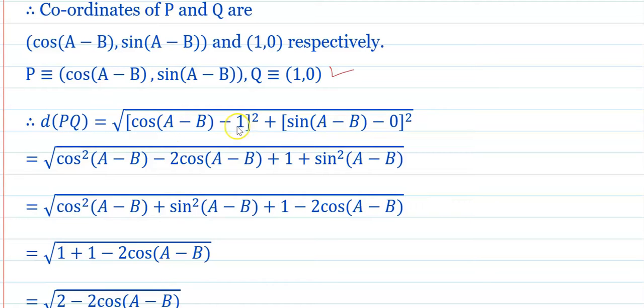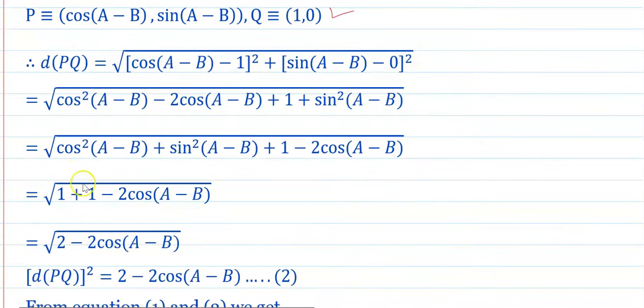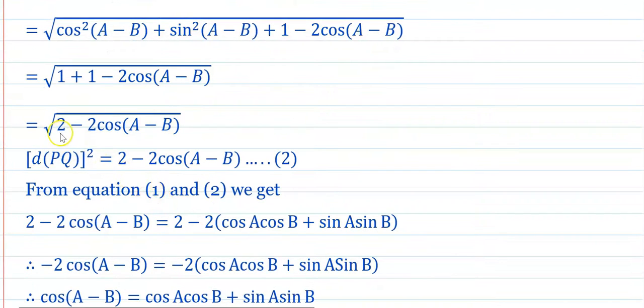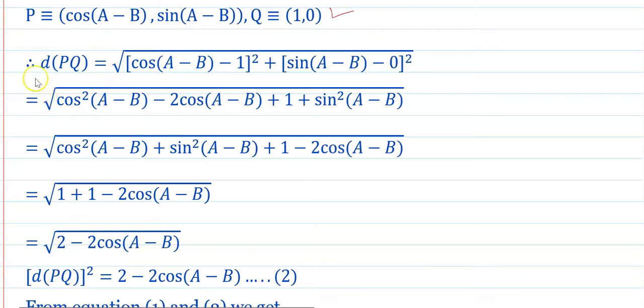पुन्हा हे expansion करणार. What is that? Cos square of A minus B minus 2 times cos of A minus B into 1 plus 1 square. And next, sin of A minus B minus 0 means what? Sin of A minus B. That squared means what? Sin square A minus B. And this is the distance PQ. Okay. Now next, cos square A minus B plus sin square A minus B is 1. And here is again 1 minus 2 cos of A minus B. And here, this is the distance PQ.